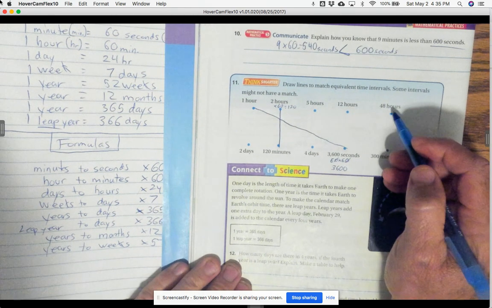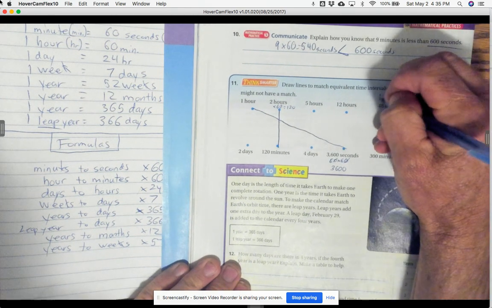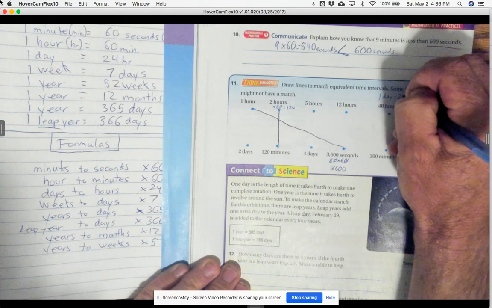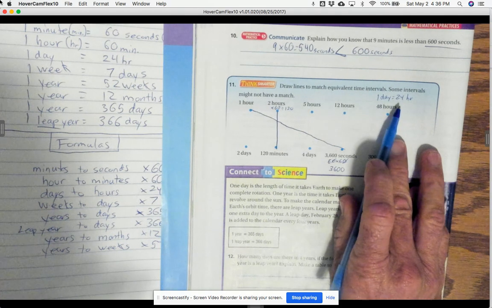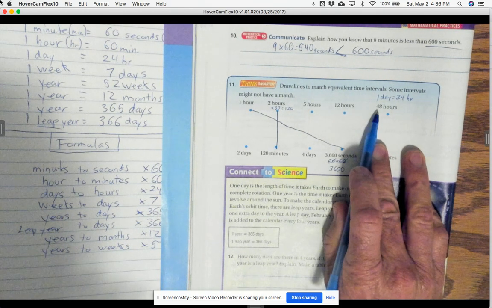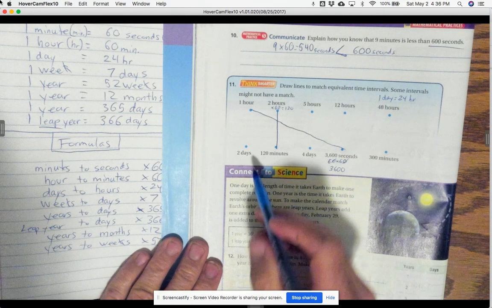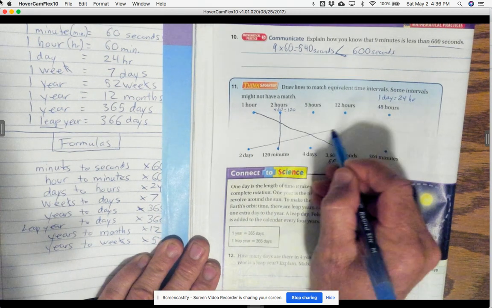48 hours. Well, we know 1 day is 24 hours. So 48 hours, 24 plus 24 is 48. 48 hours is 2 days, and there we have 2 days.